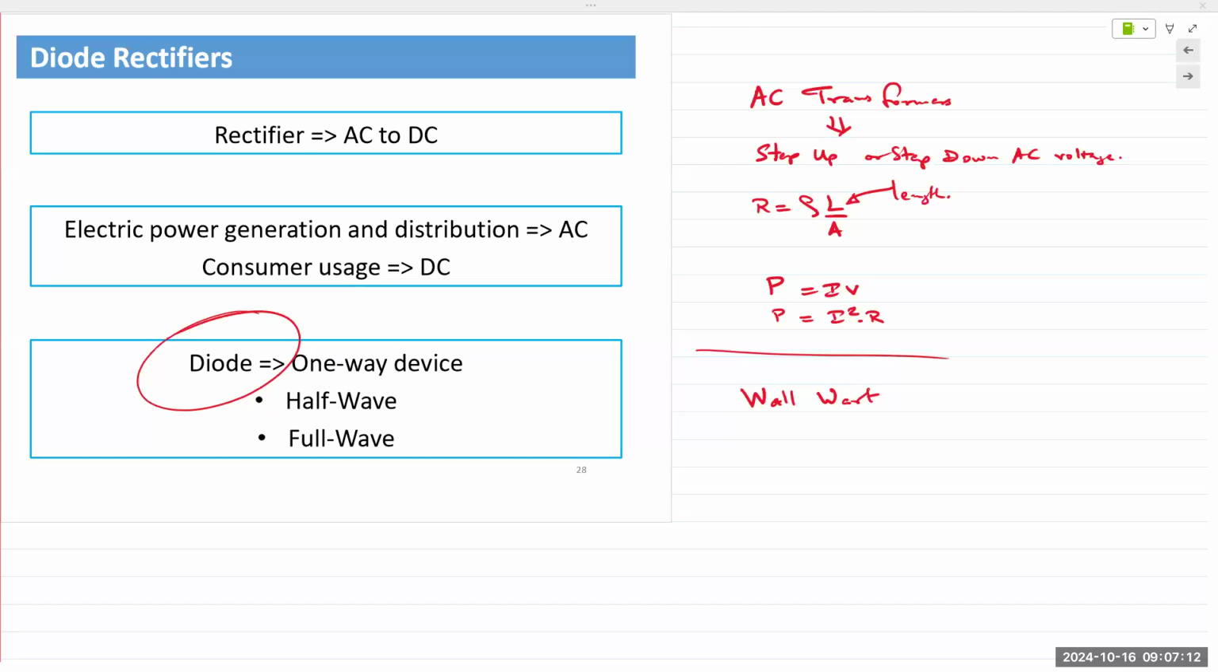It's the exact same thing. It's a DC power supply. Well, it looks like a brick. That's why they call it a brick.